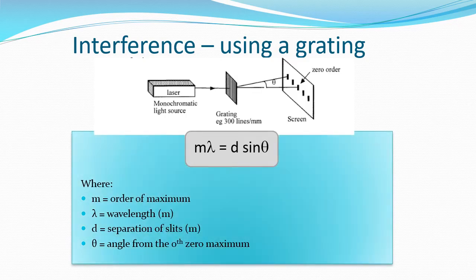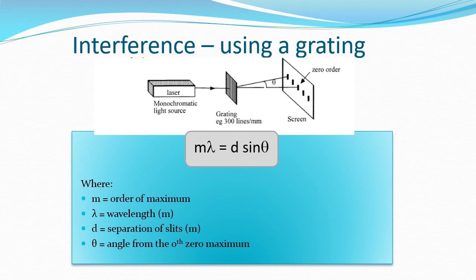This is our formula that we need to know to do with interference using a grating. It's m multiplied by lambda is equal to d sine theta, m being the order of maximum. Now the order of maximum is exactly the same as how it was in path difference. You have your 0 order maximum, your first order maximum, your second order maximum, 0 order maximum, first order maximum, second order maximum, third order, fourth order, etc.